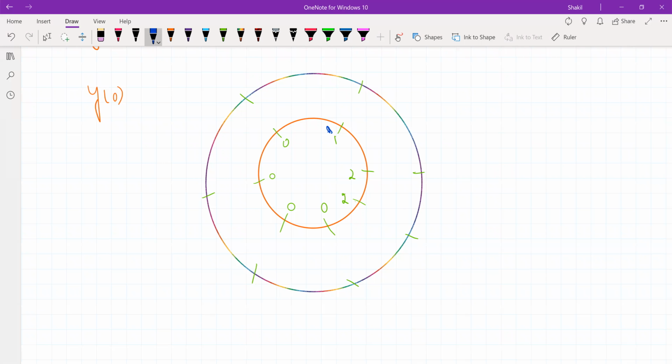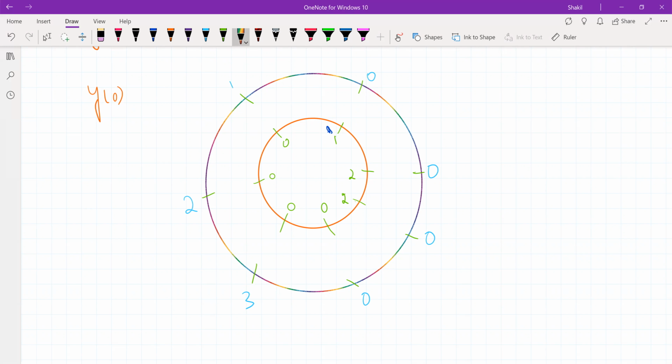See, I arranged x1 of n in clockwise fashion. So I will arrange x2 of n in the counterclockwise fashion. So I will arrange this term in the counterclockwise fashion. So the first point is, I think, 0, 1, 2, 3. Then I have 3 zeros.